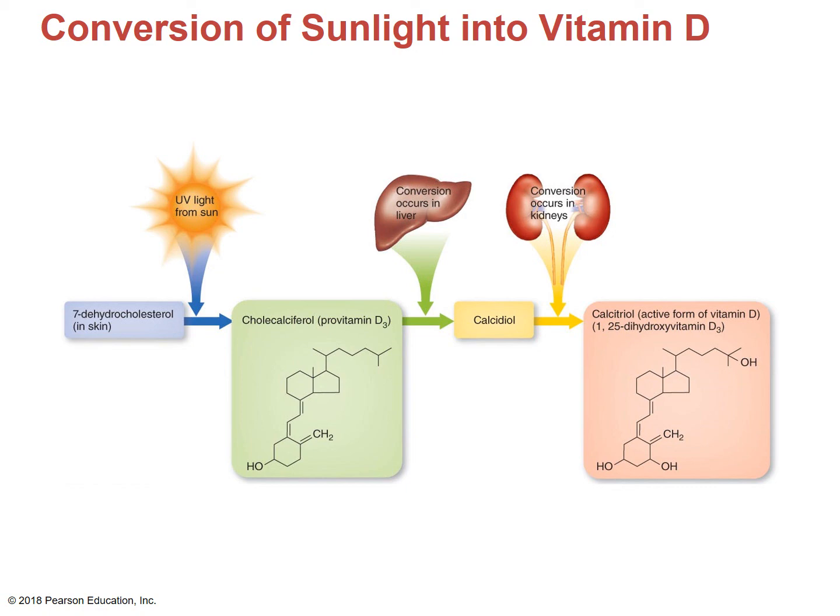So this is the process of converting sunlight into vitamin D in our skin. When the ultraviolet rays of the sun hit our skin, they react with 7-dehydrocholesterol. This compound is converted to cholecalciferol, an inactive form of vitamin D, also called provitamin D3. Cholecalciferol is then converted to calcidiol in our liver. Calcidiol travels to the kidney where it is converted into calcitriol, which is considered the primary active form of vitamin D in our bodies.